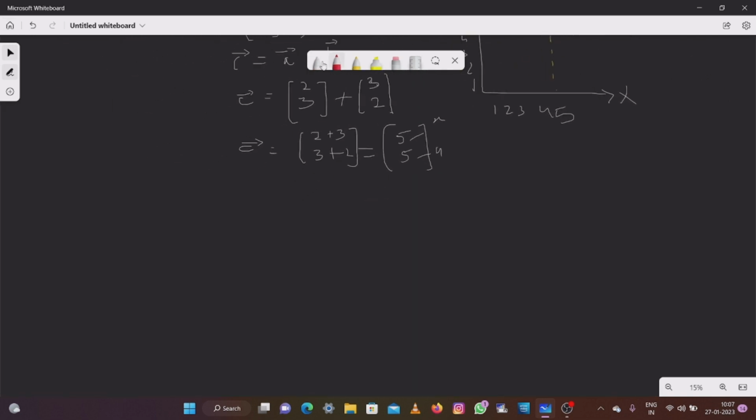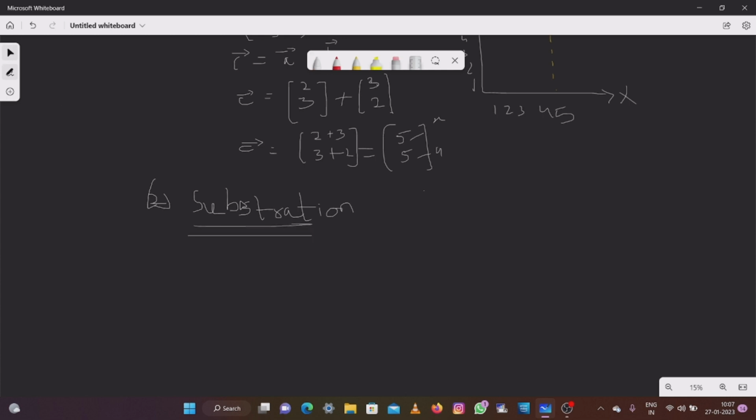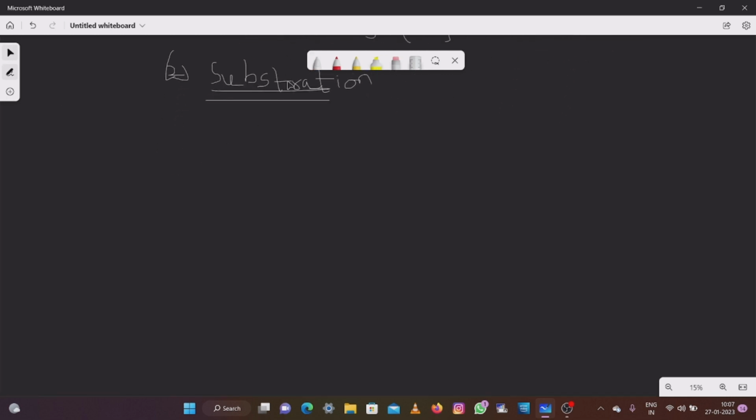Next operation is subtraction. Yes, my handwriting is very bad, please try to understand that. As simply as we did in the addition operation, where we add two numbers, like that only in subtraction we subtract the two numbers. I will give an example so that you can clearly understand.